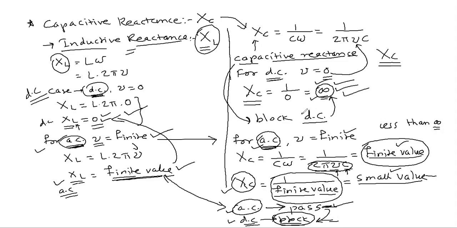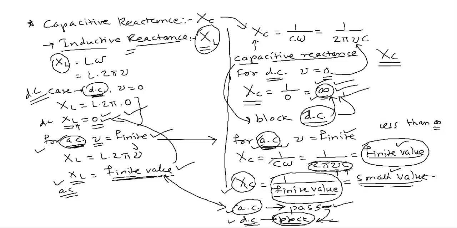Why? Because in case of DC, the capacitive reactance is infinite, so there is no question of passing the current through it. But as compared to this infinite, this small value of the capacitive reactance means it will at least allow some current to pass through it in case of the AC. So these are the two important things you have to remember, and a question is also going to be asked on this particular topic, that for AC and DC, what will be the inductive reactance and capacitive reactance. So you have to write all these things here by comparing the things.